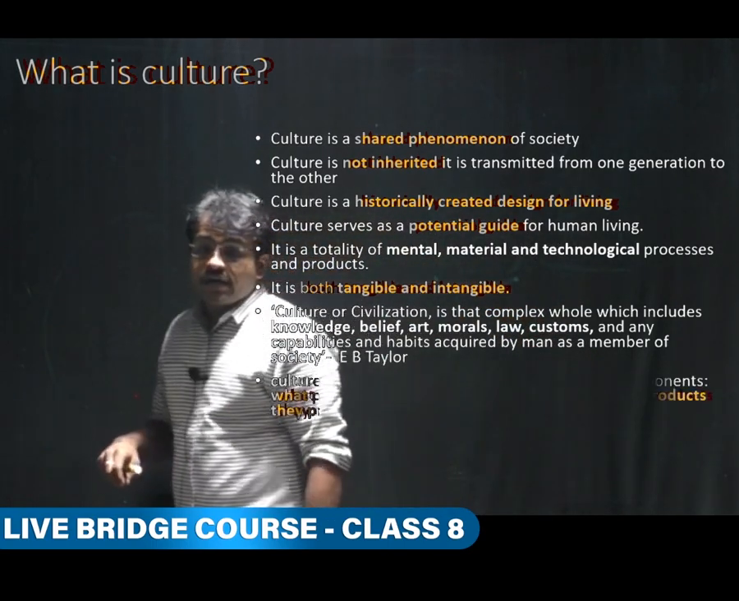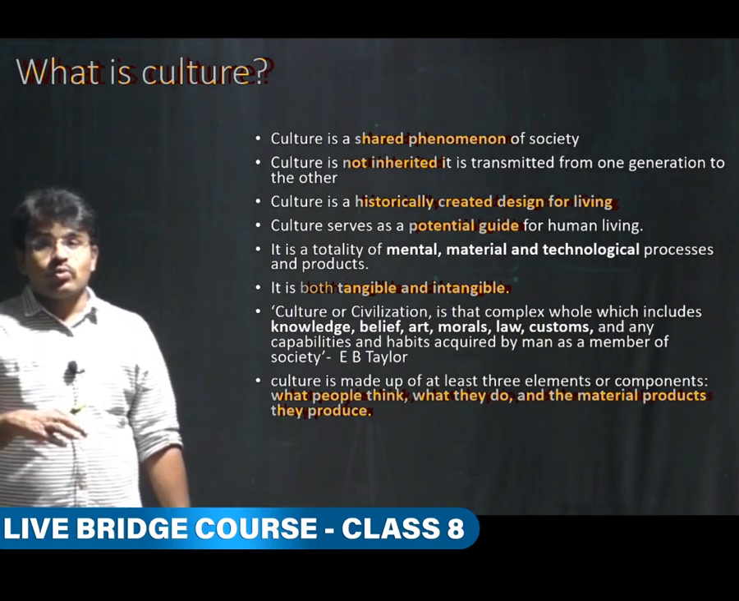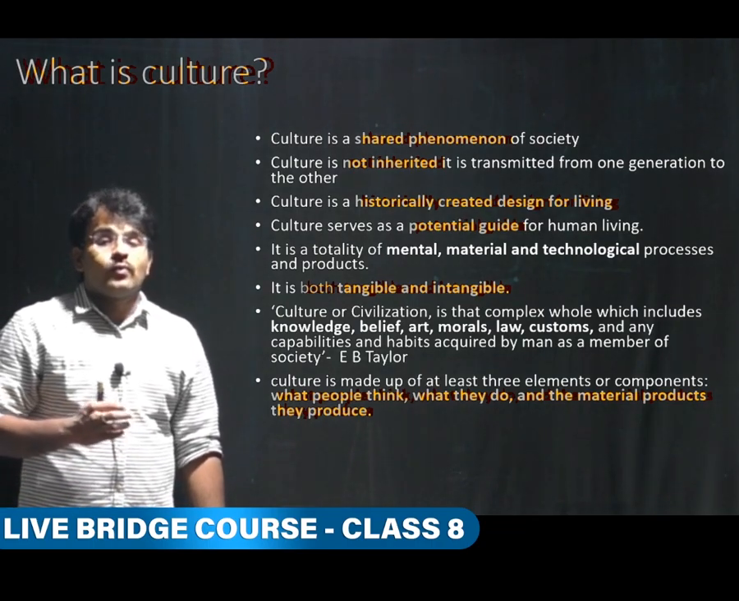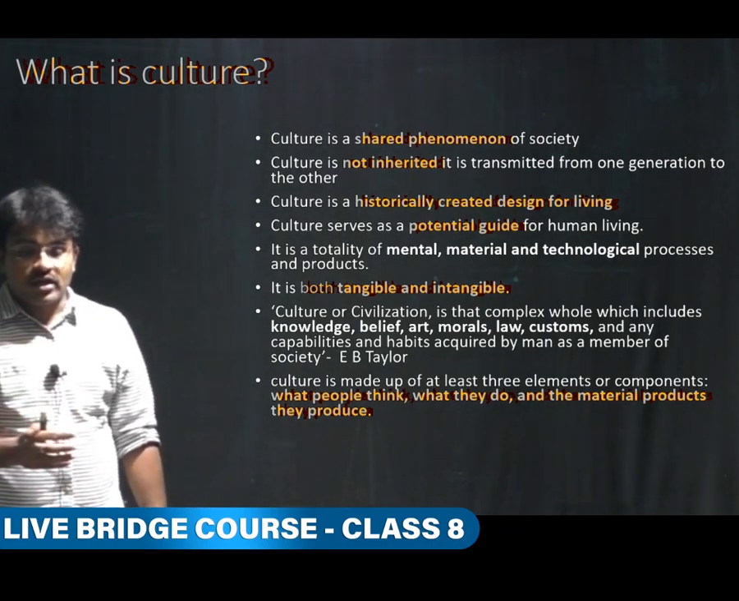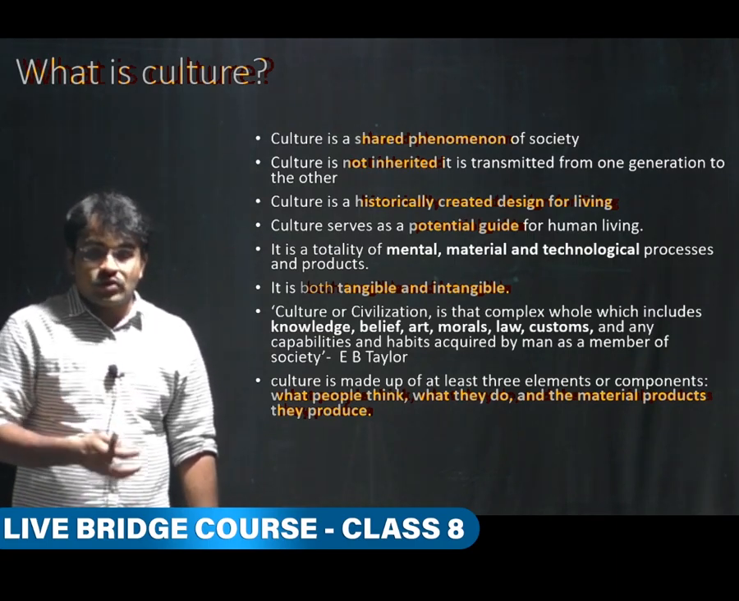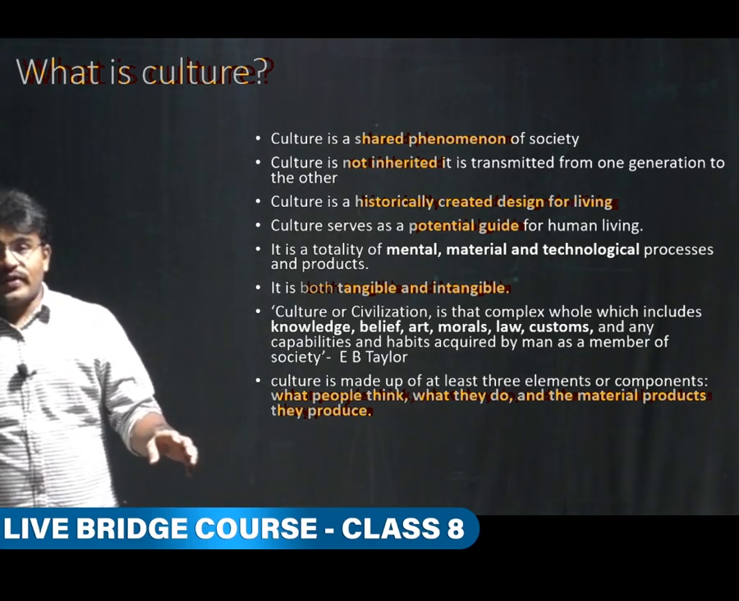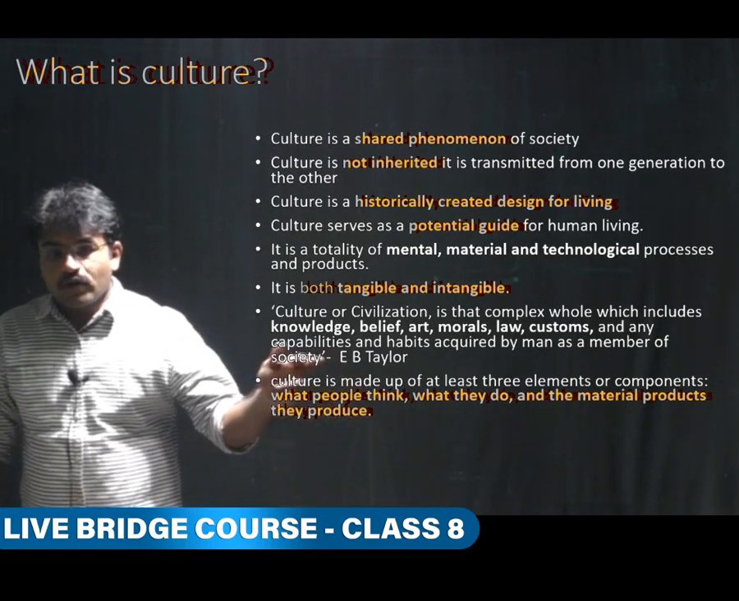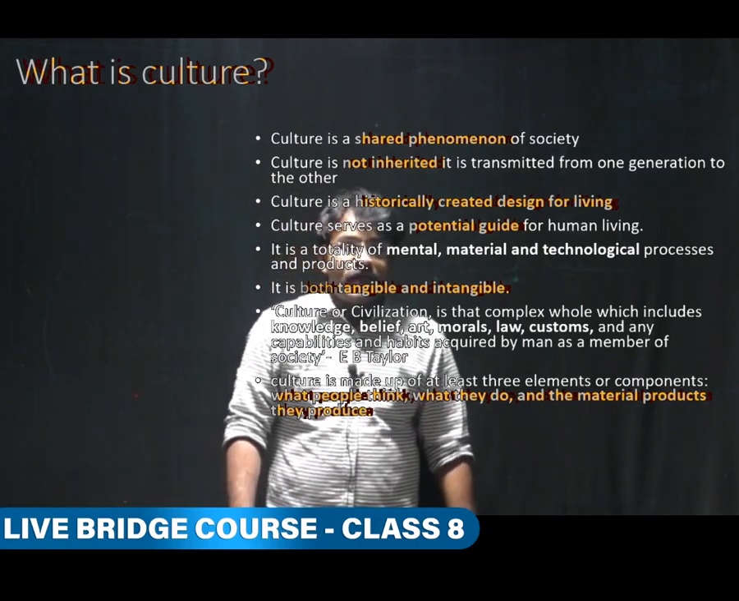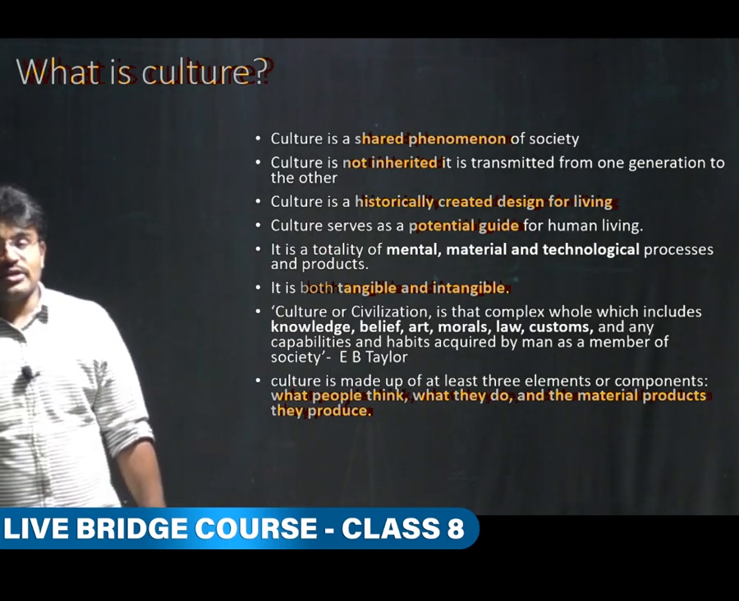So this is the definition which was given by E.B. Taylor. If you want me to explain culture in a more simplistic fashion, it is what people of a society think, what they exactly do, and the material products that they produce. All of these three things put together, that is called the culture of a society. It means that culture is an all-encompassing thing with respect to society. Something which is not inherited is part of culture.